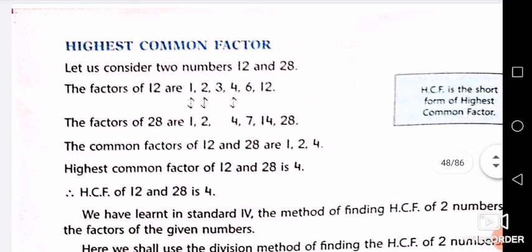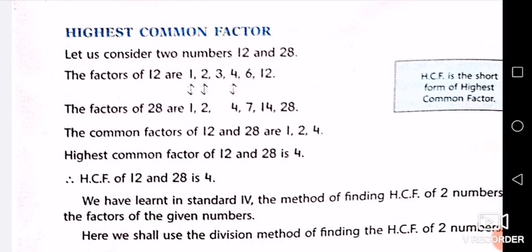After finding common factors, we are going to find HCF. And now what is HCF? Highest common factor. If two numbers have been given, as you can see on the screen, let us consider two numbers 12 and 28. Now the factors of 12 are 1, 2, 3, 4, 6 and 12. And the factors of 28 are 1, 2, 4, 7, 14 and 28.